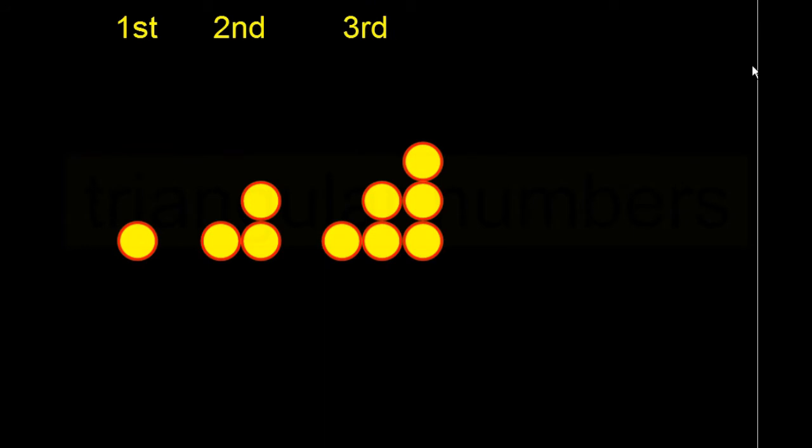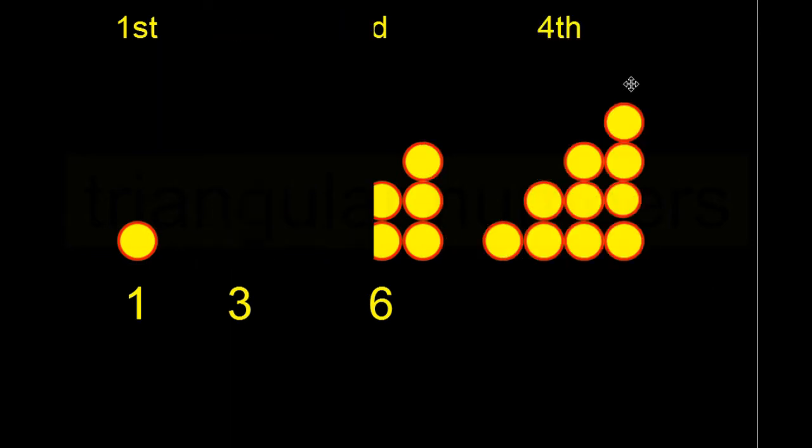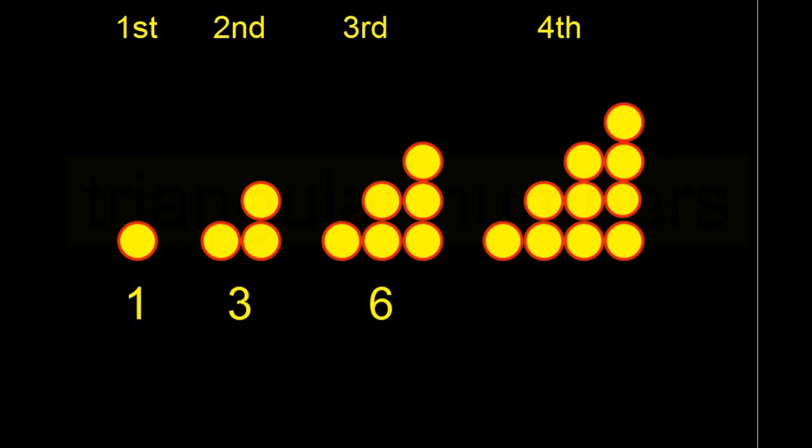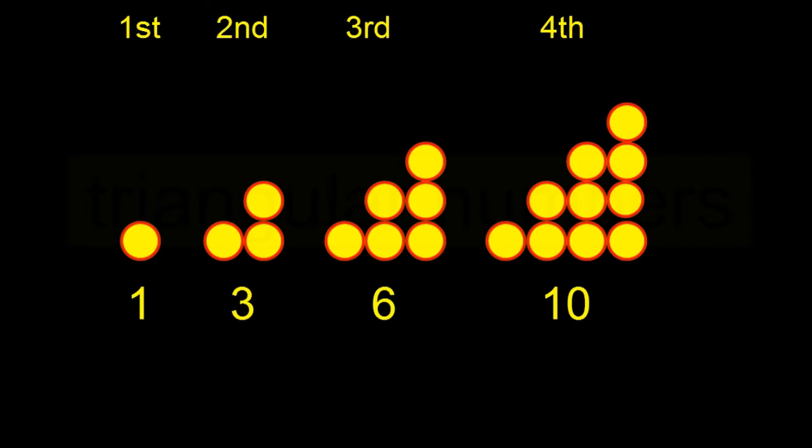This is the first pattern, the second pattern, and the third pattern. Let's now count how many circles are in each pattern. 1, 3, and 6. Does that mean the next pattern, the fourth pattern, will have 9 because it's the 3 times table? Let's see. The fourth pattern has 1, 2, 3, 4, 5, 6, 7, 8, 9, 10. So it's not the 3 times table.